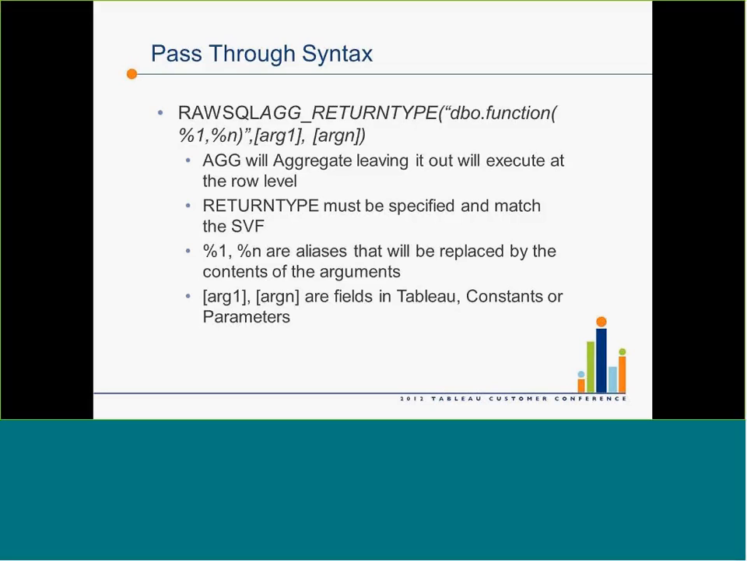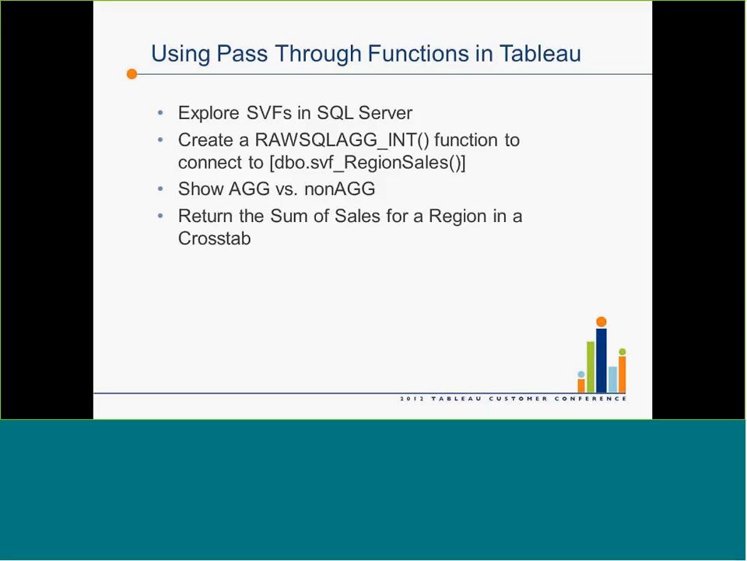Return type. The most important lesson for return type is it must be specified and must match what's in the scalar value function. The %1 and %n are aliases that will be replaced by the contents of the arguments. So if we look at arg1, argn, these are fields, constants, or parameters in Tableau. All of those things can take the place of the placeholder and then execute in the custom SQL. So now that we're getting through all of this fundamental stuff, let's get our hands dirty. Let's start exploring some of this.